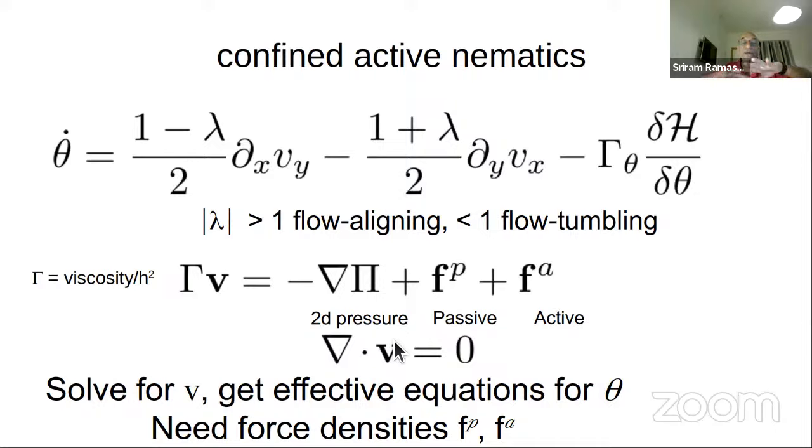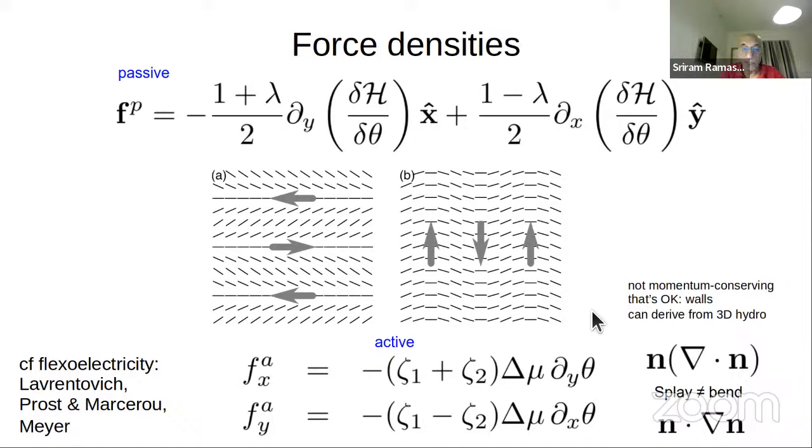And this effective two-dimensional velocity field: the three-dimensional velocity field was 3D incompressible. If you average over the third direction, you now have a 2D incompressible velocity field. You solve this equation for the velocity in terms of the orientation. You plug it back into the velocity contributions to the orientation equation, and you get an effective equation of motion for the angle. All the new physics goes into modeling this active force density. And this is a bit technical, but we'll try to walk you through it as best we can.